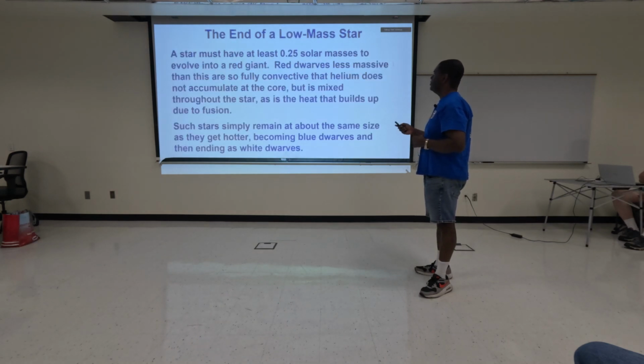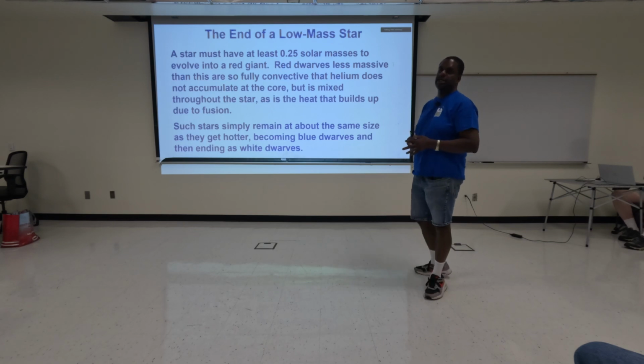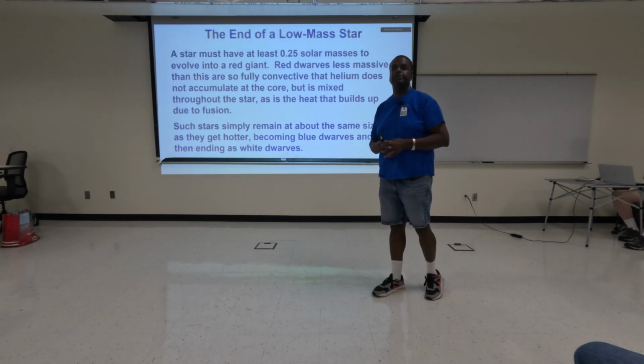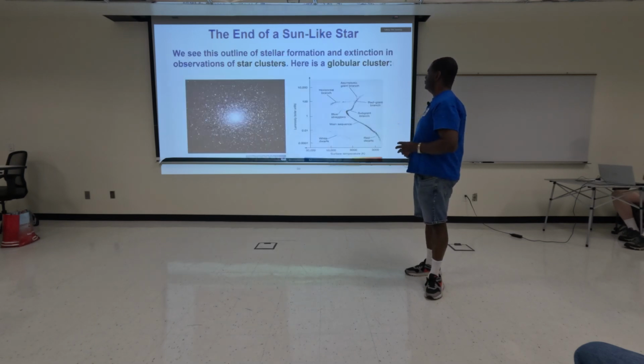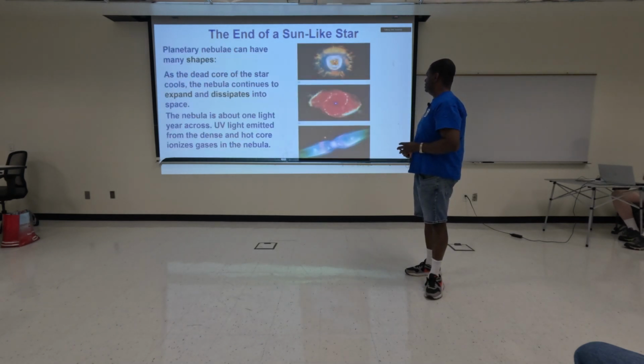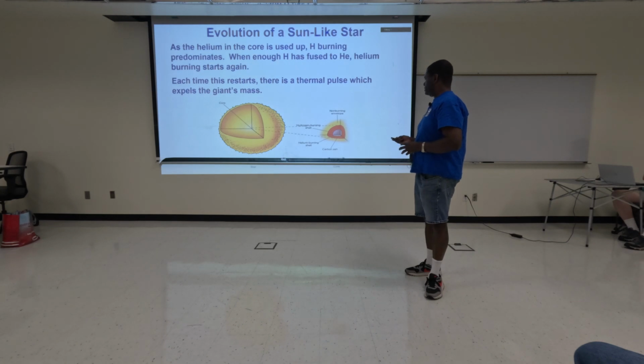By the way, low mass stars can't become red giants. They're fully convective. The helium does not accumulate at the core. Remember that in our sun, the helium built up at the core. But if the star is fully convective, then nothing builds up at the core.